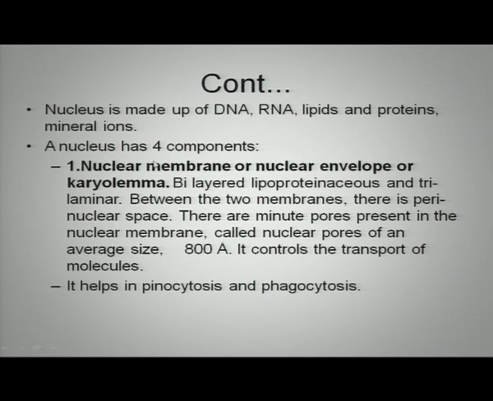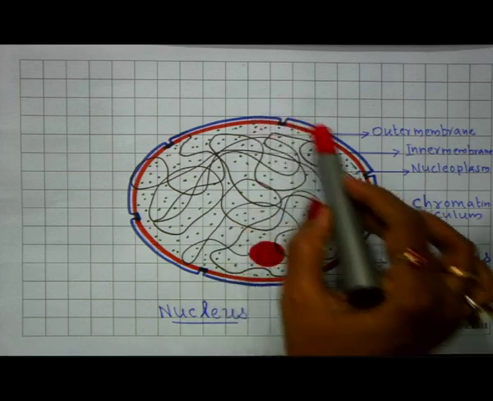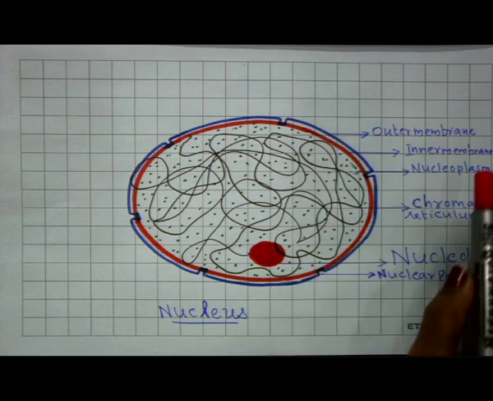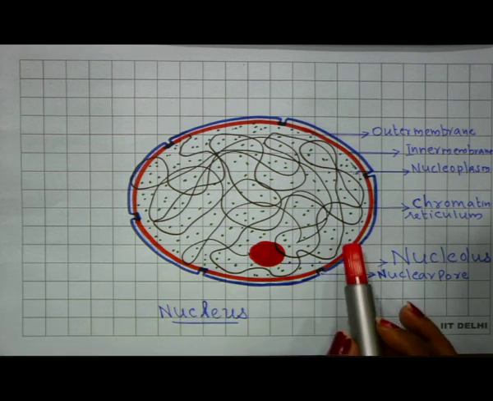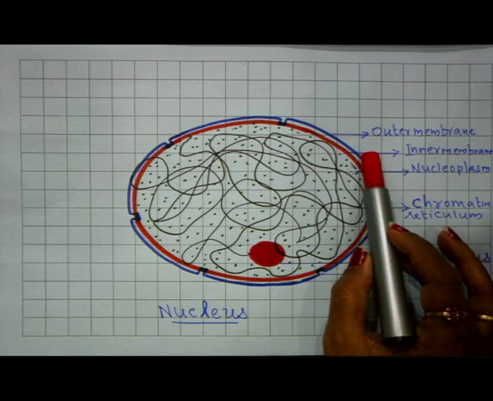A nucleus has structurally 4 different components. You can see here the diagram of a typical interphase nucleus, with the outermost part. Again it is a double membrane bound organelle having two different membranes, outer membrane and inner membrane. Each membrane is again made up of lipoprotein in composition, just like that of the plasma membrane.